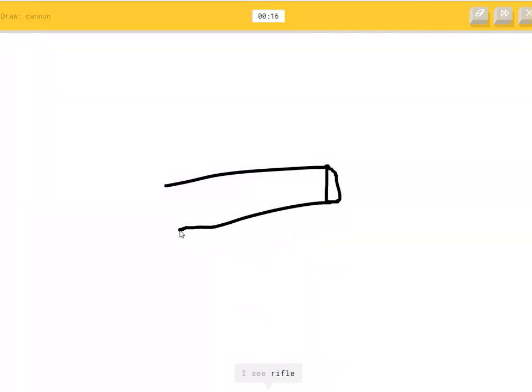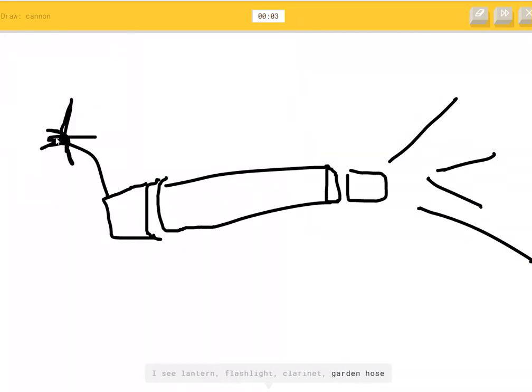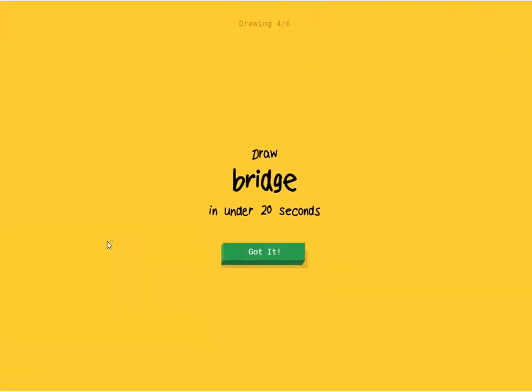I see rifle. Or marker. Or pencil. Or toothpaste. Or sleeping bag. I see lantern. Or flashlight. Or clarinet. Or garden hose. I see dragon. Or arrow. Sorry, I couldn't guess it.